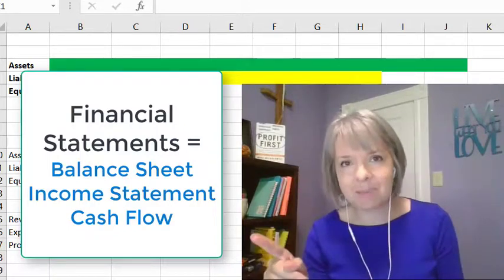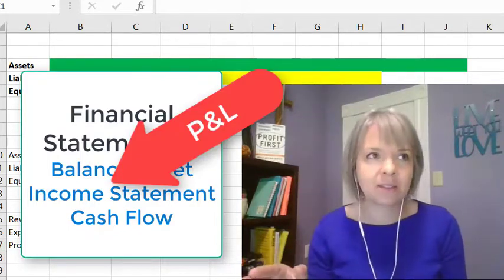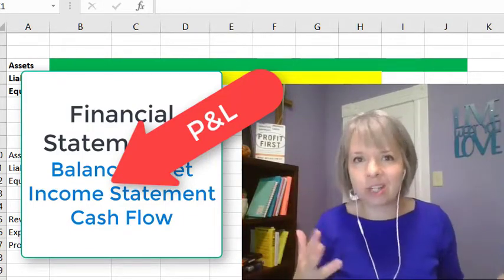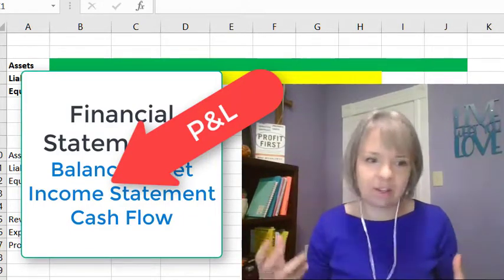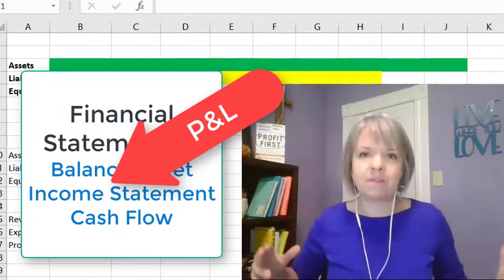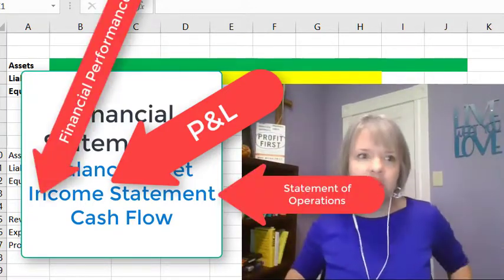An income statement can also be a profit and loss, or it's got a few different names, but a balance sheet is generally a balance sheet. Cash flow is generally cash flow. Income statement can have all types of different names. Statement of profits, profit and loss.